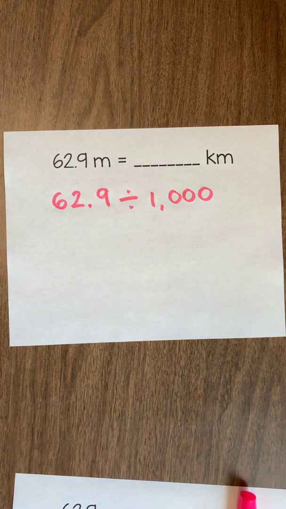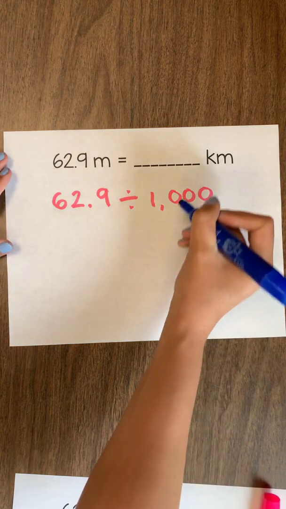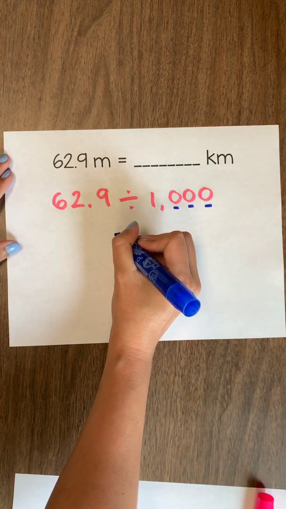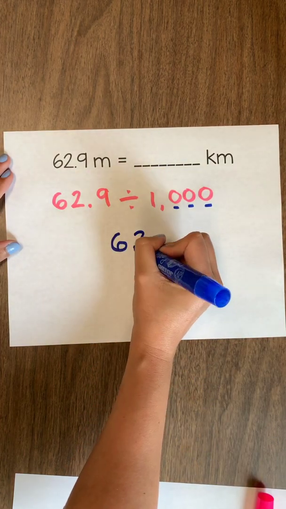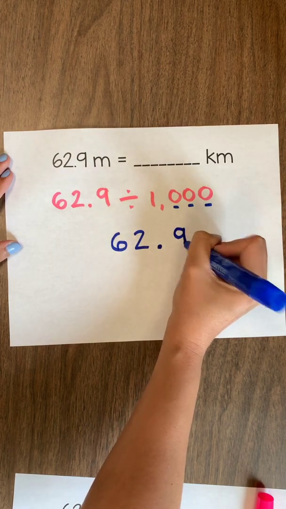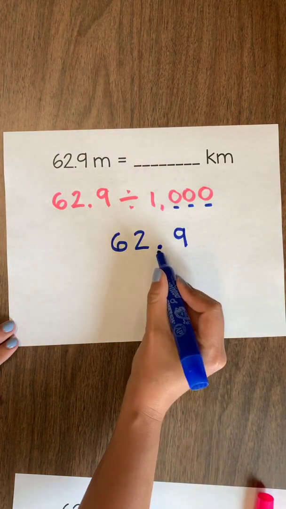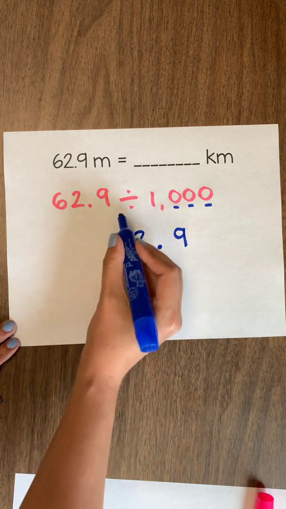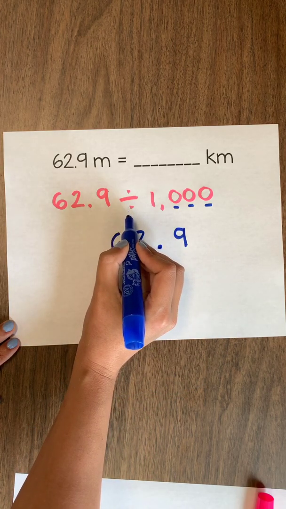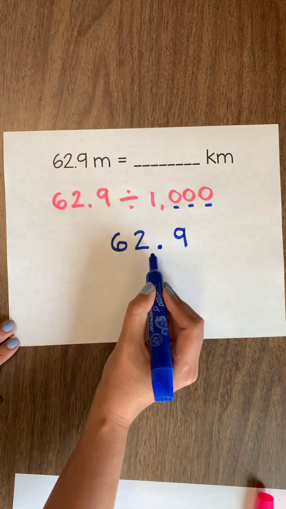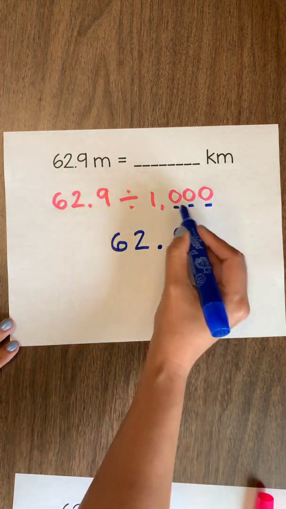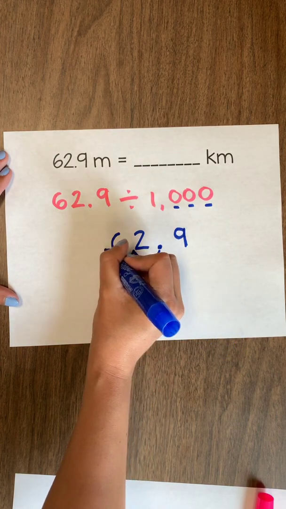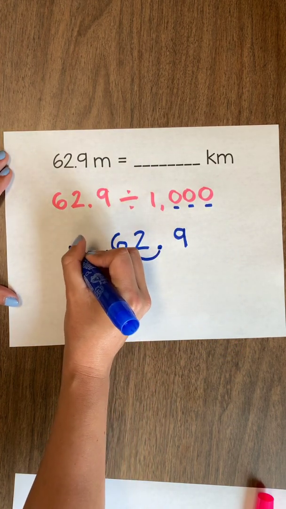So I will look at the number of zeros in the divisor, which is 1, 2, 3. Now I know I can move the decimal point 3 times. So 62.9. So I need to take this decimal and move it 3 times. And I want to move it to the left because division makes things smaller. So to move it left will make it smaller. And we need to do it 3 times. So here we go. 1, 2, 3. It needs to go right there.